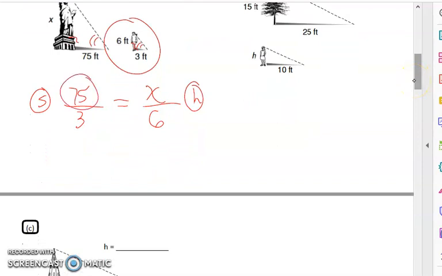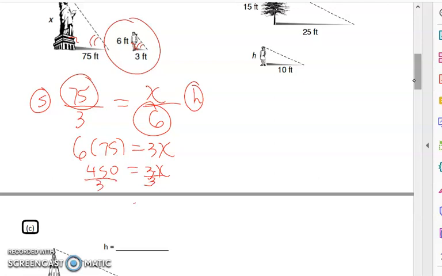So we're going to cross multiply. So we get 6 times 75, which is 450, equals 3x. And then we undo the multiplication problem with division. What we end up with is that the Statue of Liberty is 150 feet tall. It's about 15 stories in terms of a building.